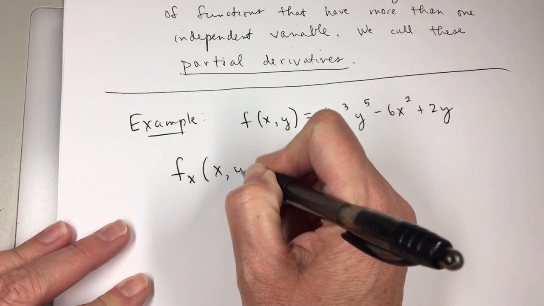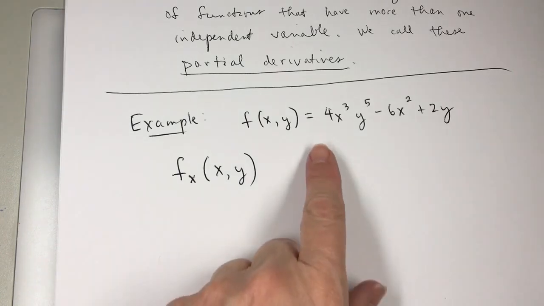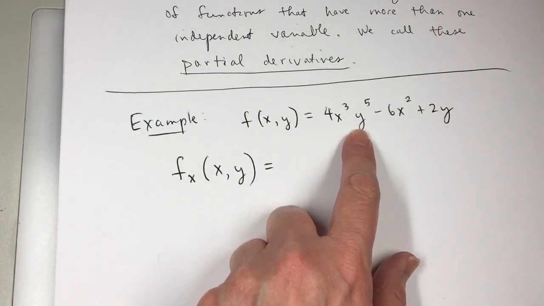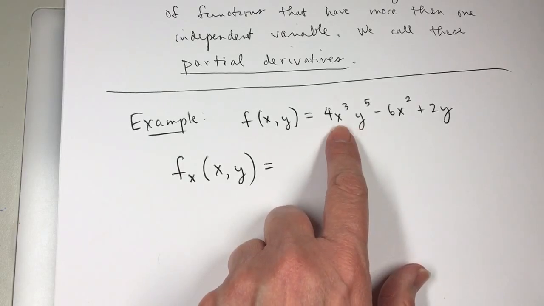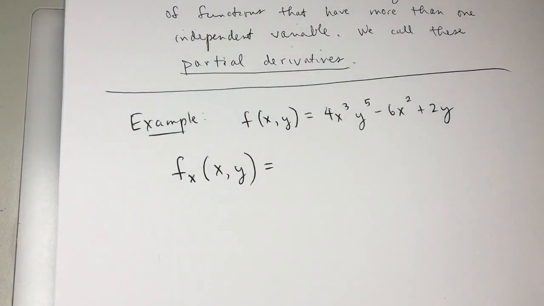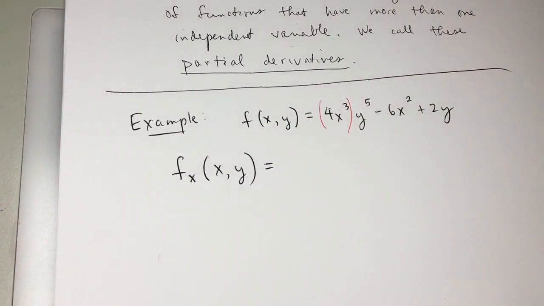This is one of the ways to write it. There are other ways, but f with a lowercase x tells me I'm doing the partial derivative with respect to x. And what you do is you just do a normal derivative, but y is treated as a constant. That's it. So, since I'm going with respect to x, I'm looking at 4x cubed y to the 5th, and I'll do the derivative. 4 is a constant too right there, but if you want to look at it as this, you could, and then times y to the 5th.